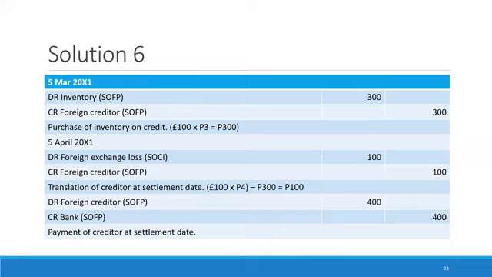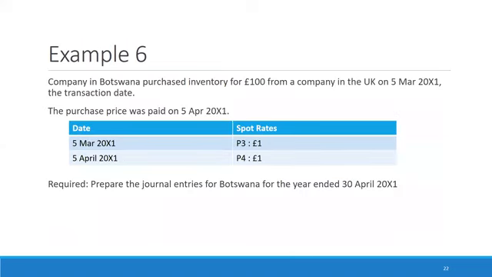Okay, so updating our foreign creditor. Now, if we were to settle them on the 5th of April, how much would we have to pay in Pula to pay the UK company £100? So on the 5th of April, we would have to pay 400 Pula to equate to £100.